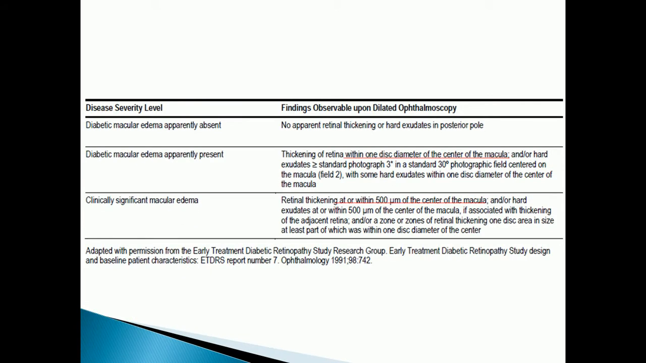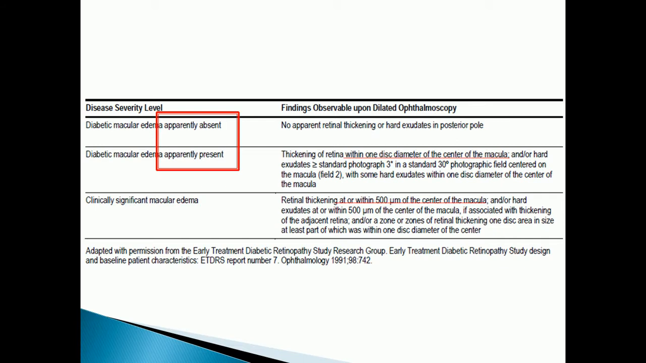Then we can also classify the diabetic macular edema through the ETDRS classification into two categories: either diabetic macular edema apparently absent or apparently present. In the apparently present, there is a thickening of the retina within one disc diameter of the center of the macula and/or hard exudates more than standard photograph 3 in the standard 30-degree photograph field centered on the macula, with some hard exudates within one disc diameter of the center of the macula.